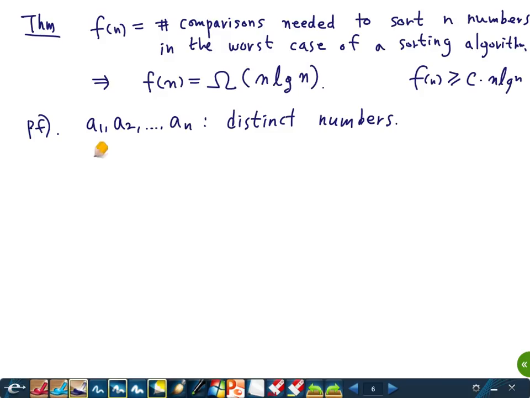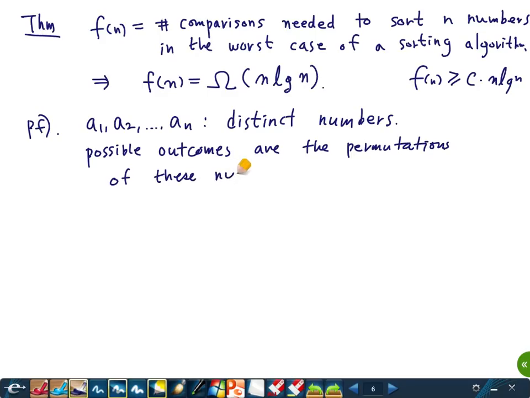The possible outcomes are what? Because they can be in any order. We don't know which one's bigger just yet. So possible outcomes would be just permutations of them. Possible outcomes are the permutations of these numbers. But how many permutations are there? n factorial. So the number of possible outcomes is n factorial.